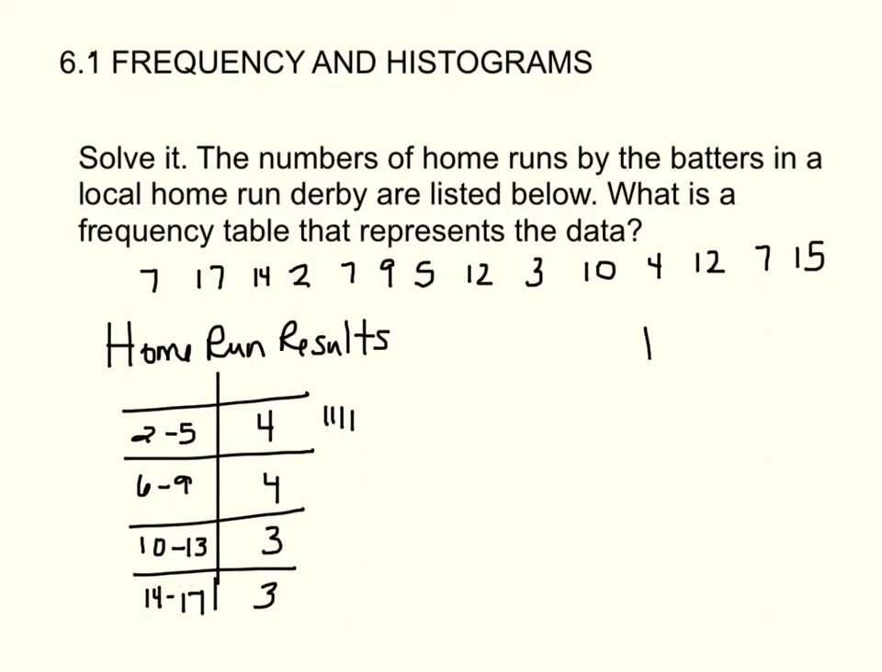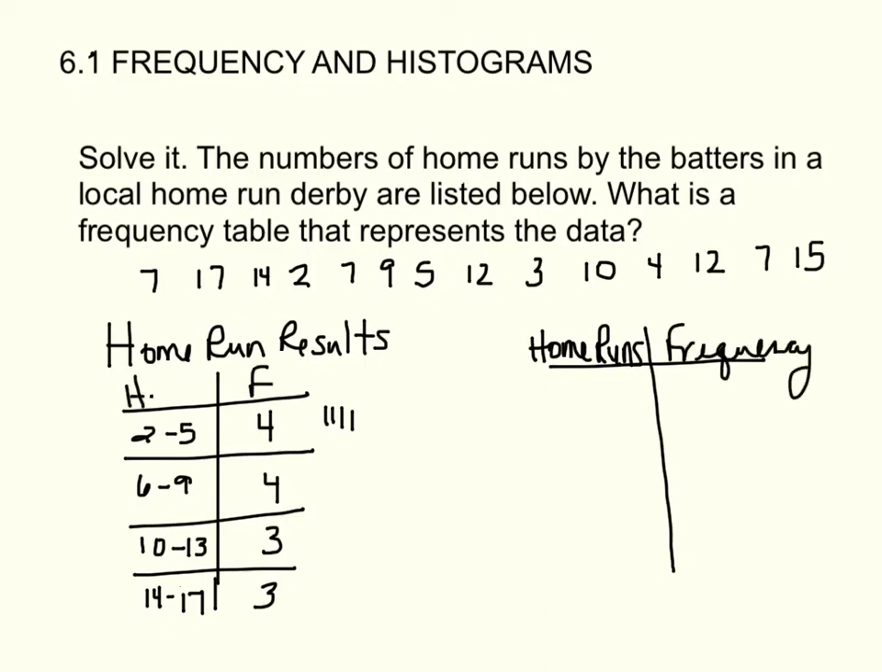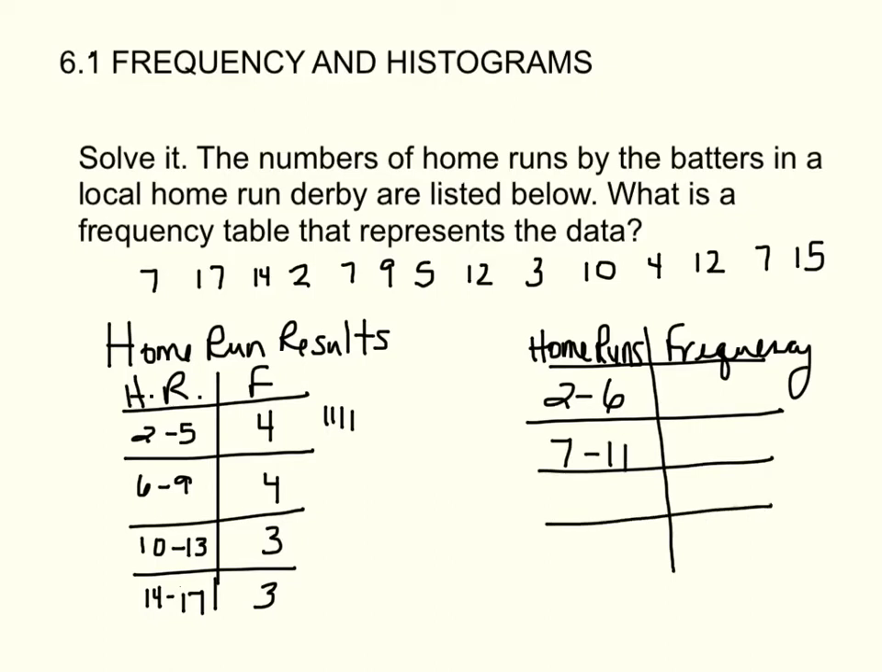So if we did intervals of 5, this would be home runs. And this is the frequency, and I forgot to label that on my other graph. So this is the frequency, and this was the home runs. So if I want intervals of 5, that means I'd start at 2, and it'd be 2, 3, 4, 5, 6. The next one would be 7 through 11. The next one will be 12 through 16, and the last one will be 17 through 21.